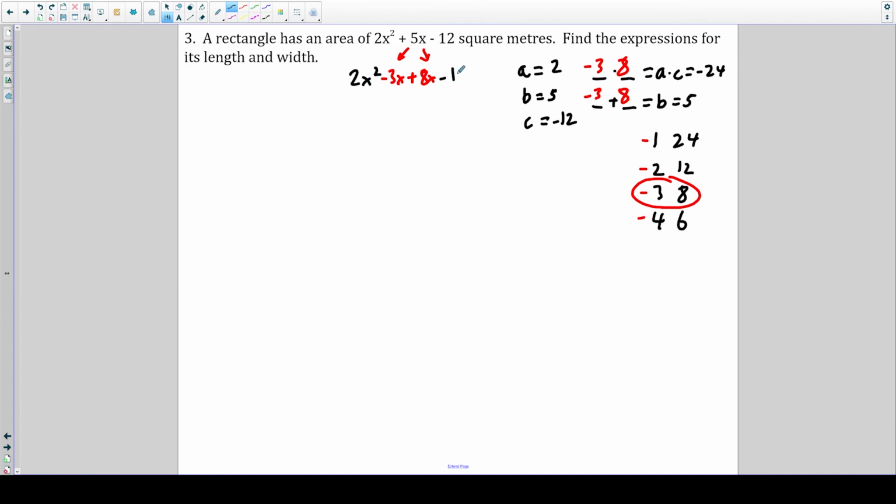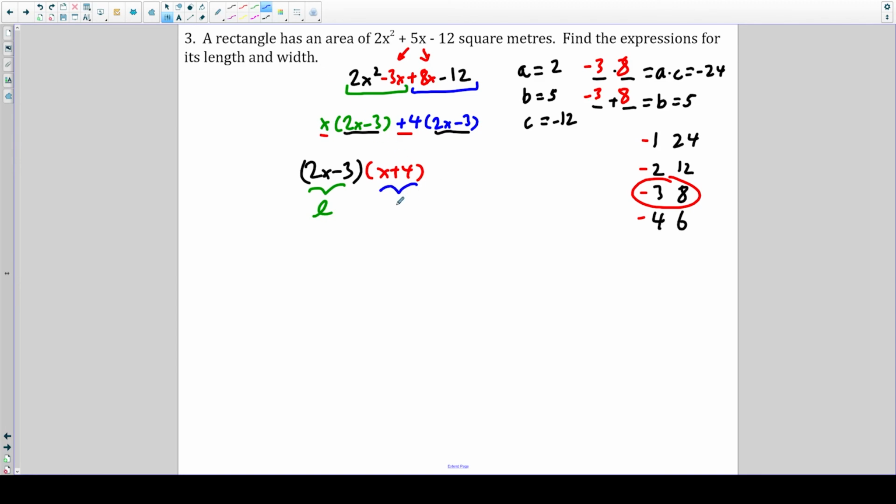We've got 2x squared minus 12 there. We can group the first two, group the last two, find my GCF, which is x. I'm left with 2x minus 3 inside. My GCF here is 4. I'm left with 2x minus 3 once again. The 2x minus 3 and the 2x minus 3 come to the front. And then we're left with x plus 4 as your second factor. So taking a look at our two factors here, we can consider either one the length or width. Let's just say that the 2x minus 3 is our length and the x plus 4 is our width.